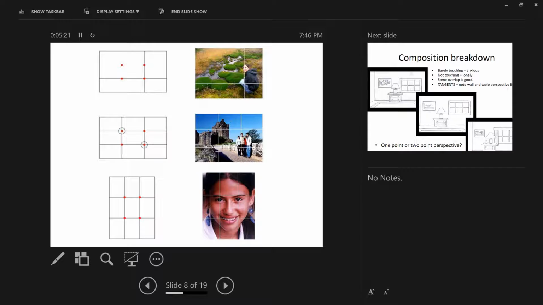And then in the last image, there's this face, but they've positioned her eyes pretty close to those focal points in the top third, and then her mouth sort of falls right on that bottom third line. So that just makes a pretty interesting portrait.